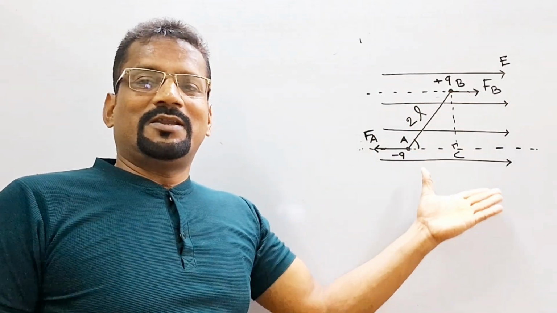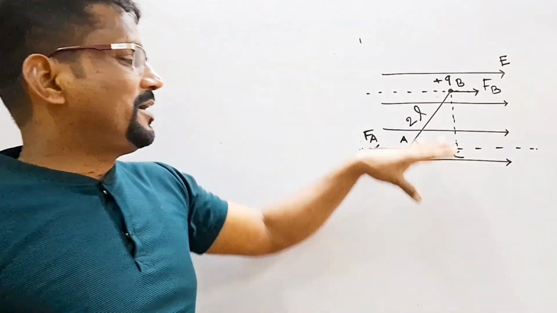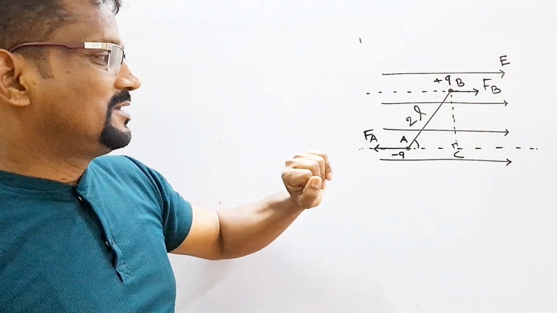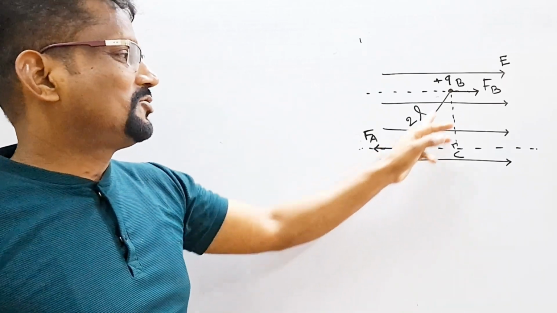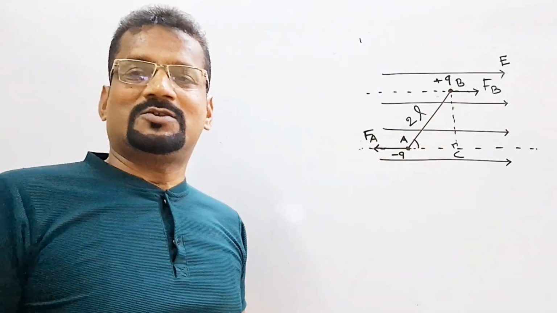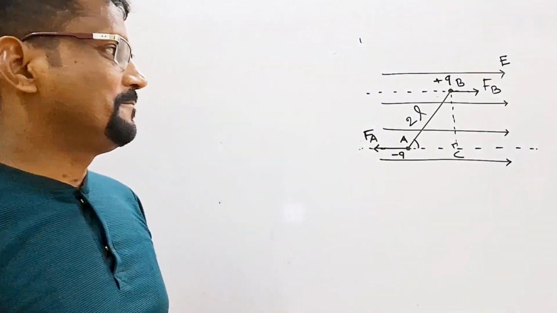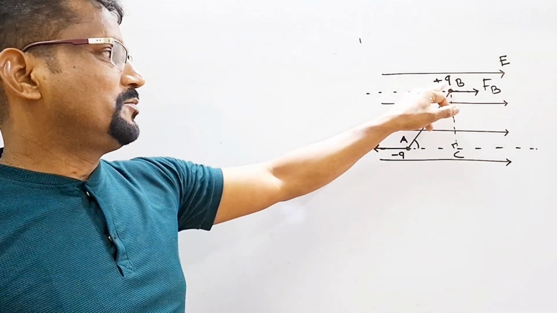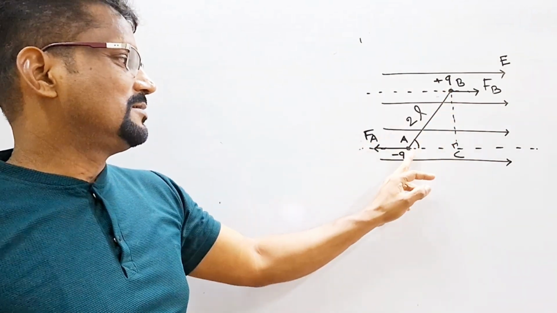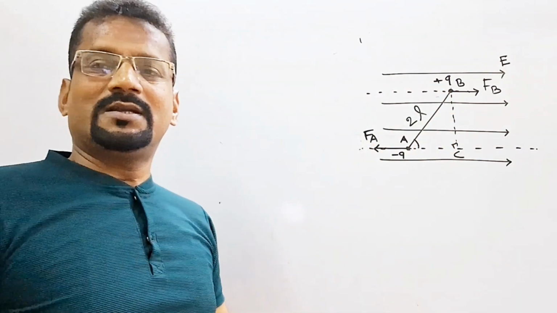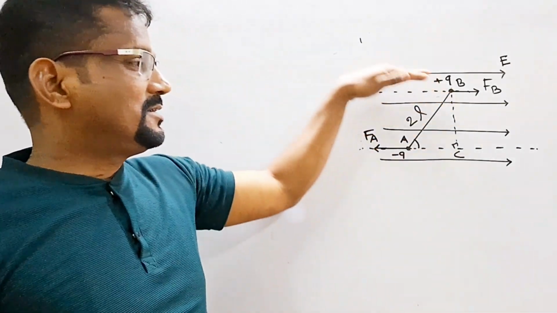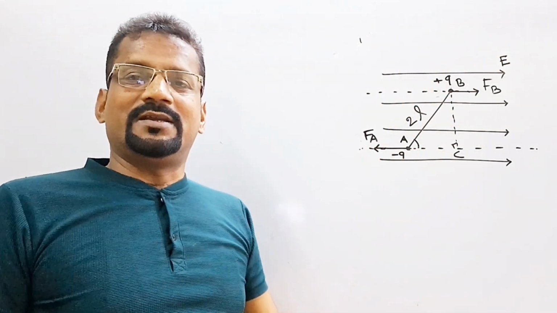We have considered a uniform electric field where an electric dipole is kept, and the length of the electric dipole we have considered as 2L. Now you see, say this is, at point B, positive charge Q and at point A, negative charge Q, and this is the direction of your electric field.